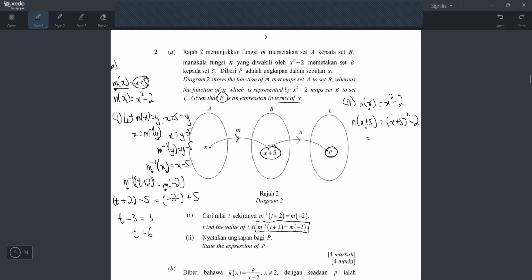And of course, I will expand it. Don't leave your answer like this. When you expand it, you will get x squared plus 10x plus 25 minus 2 is 23. So this is your answer.